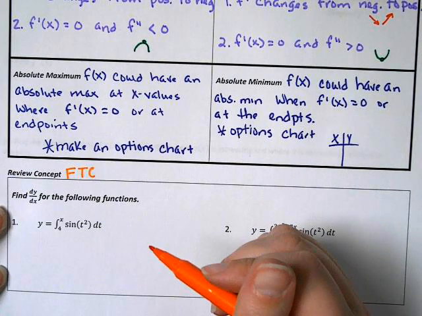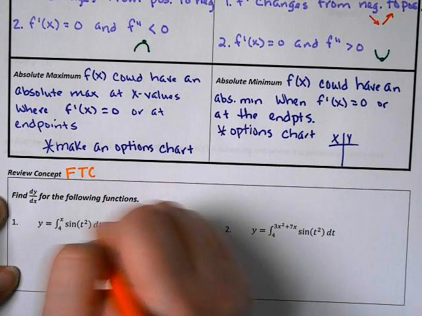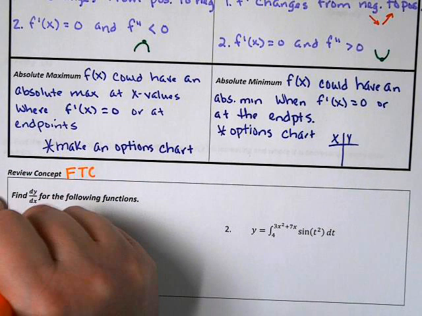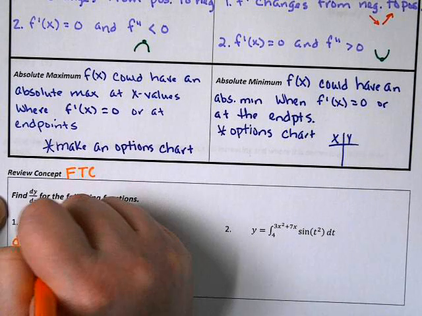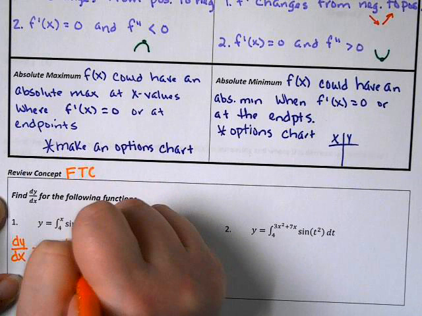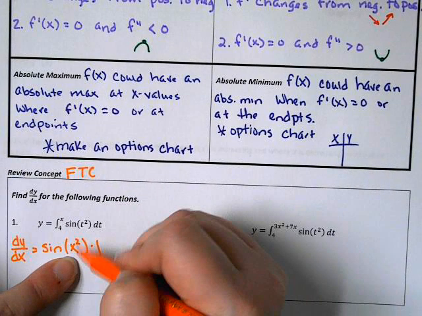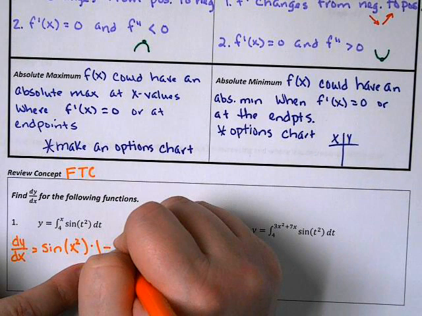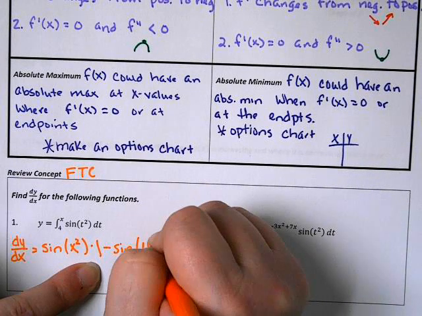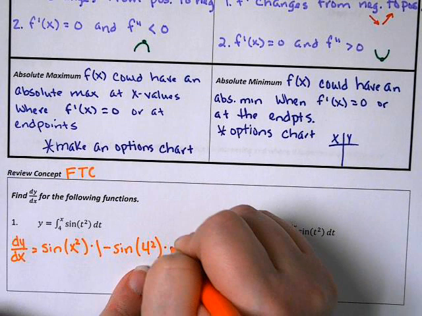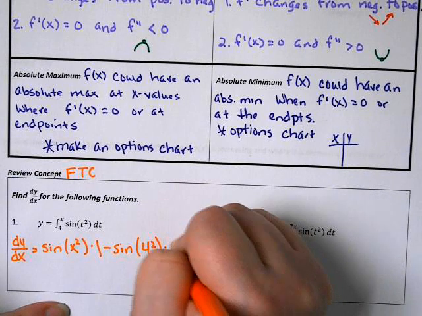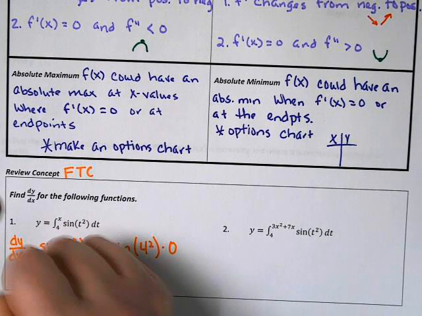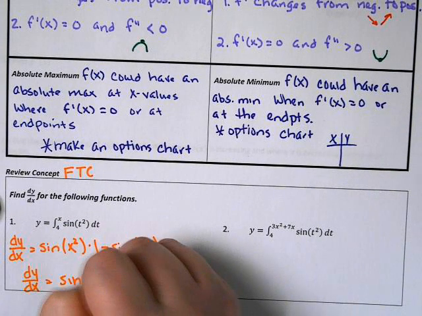So we're going to take the derivative of these functions here, and hopefully you can recognize that this is that fundamental theorem. So dy dx is going to equal the sine of x squared times 1. So I took my upper bound and substituted it into the function, and I multiply by the derivative. And then I subtract, and I plug in my lower bound, and multiply by the derivative of my lower bound. So the derivative of 4 is 0. That second piece cancels out, so I get that dy dx is equal to the sine of x squared.